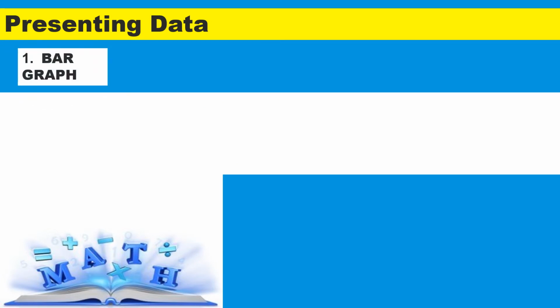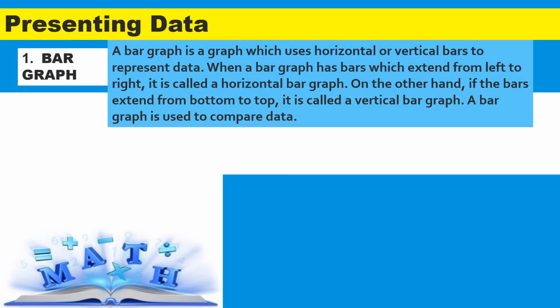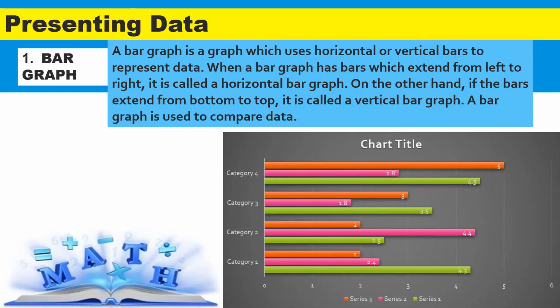Next one, bar graph. A bar graph is a graph which uses horizontal or vertical bars to represent data. When a bar graph has bars which extend from left to right, it is called a horizontal bar graph. On the other hand, if the bars extend from bottom to top, it is called a vertical bar graph. A bar graph is used to compare data. Here is an example of a bar graph.